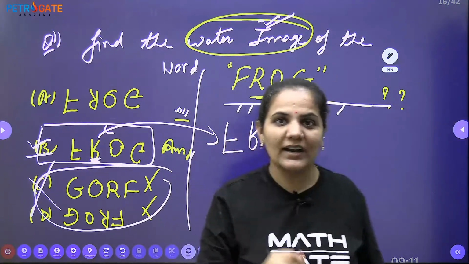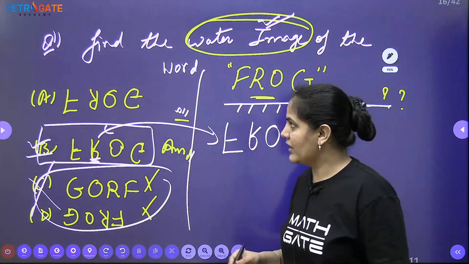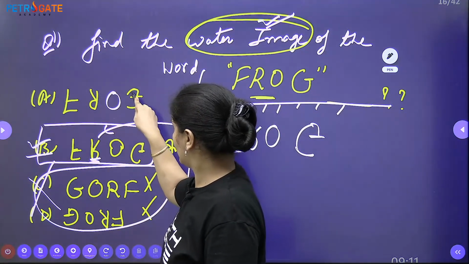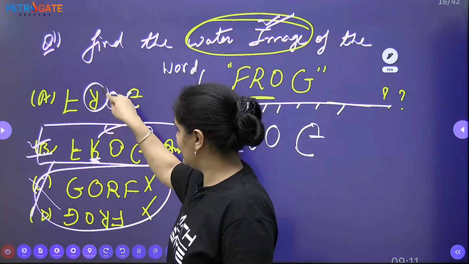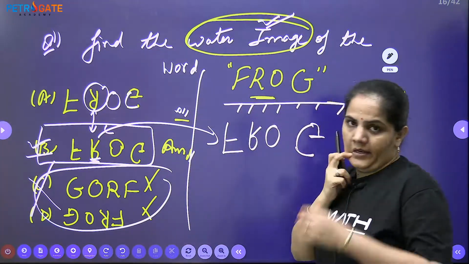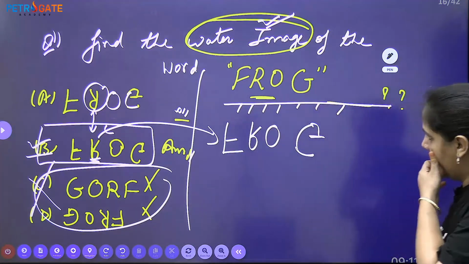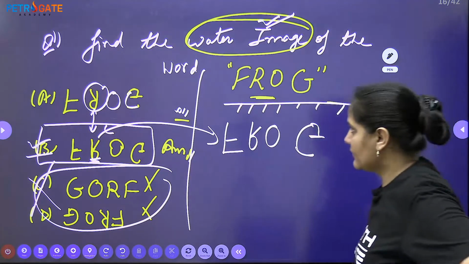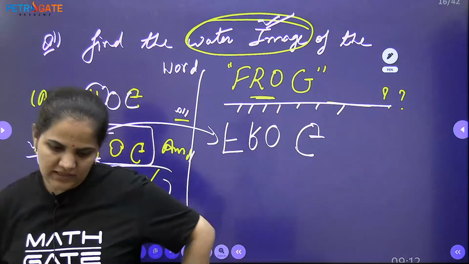I hope you are understanding my point. Actually it's a simple thing. Yes, we can understand this one. The small difference between this one and this one is the writing of R only. I hope it is clear to everyone. Yeah, it is clear. Let's go with the next word.